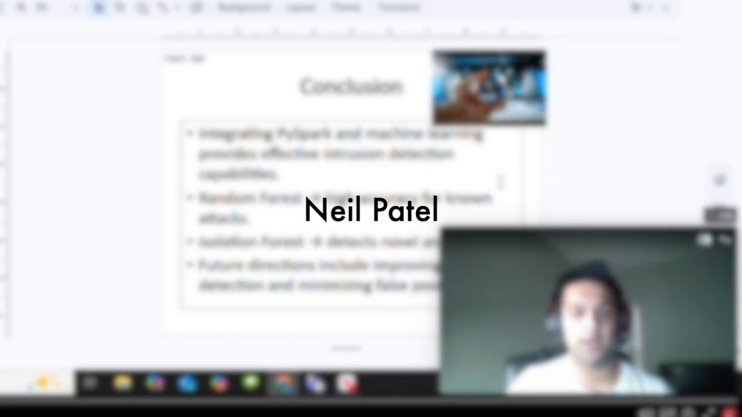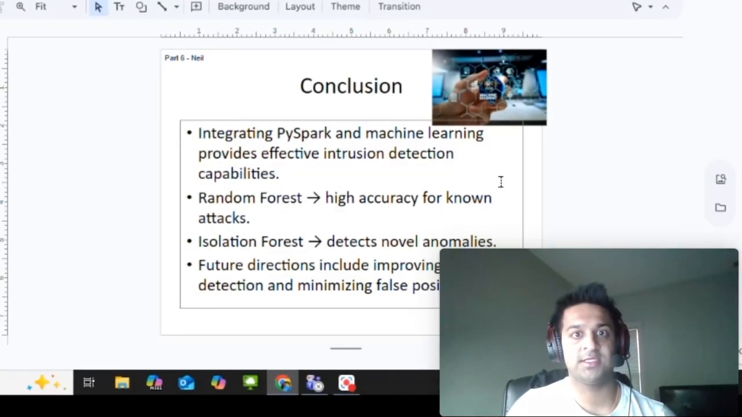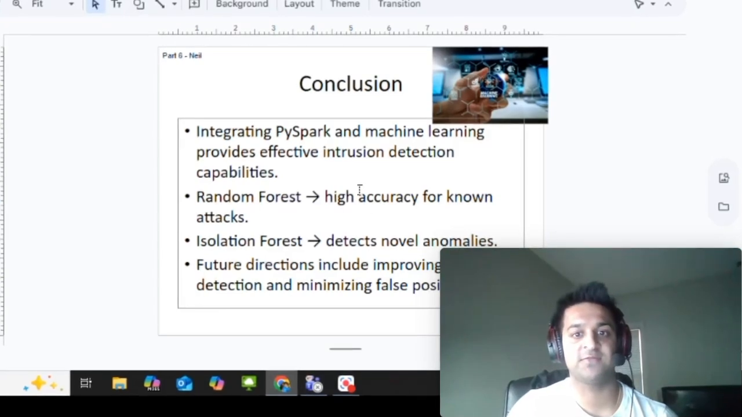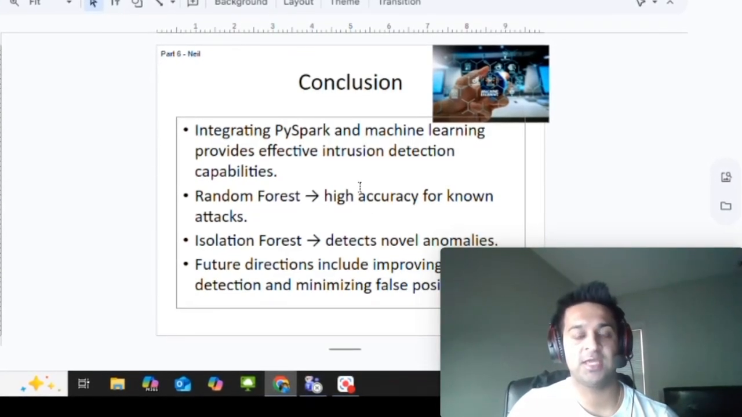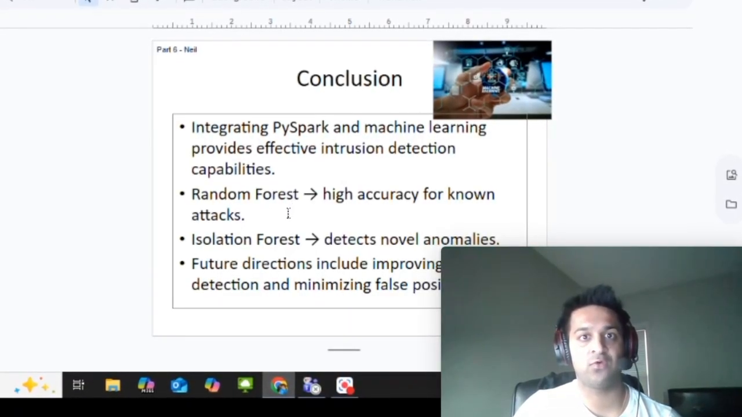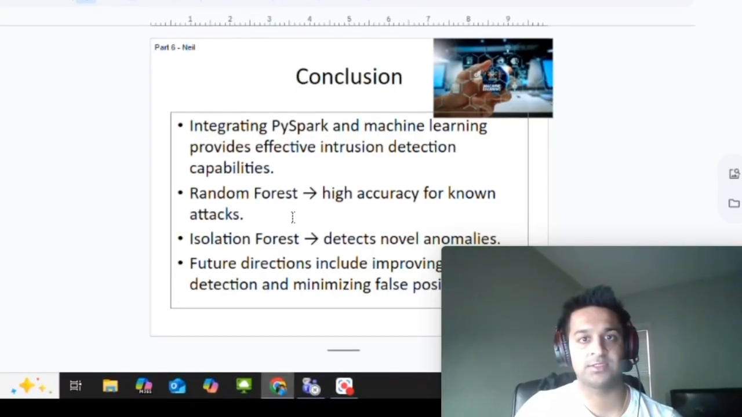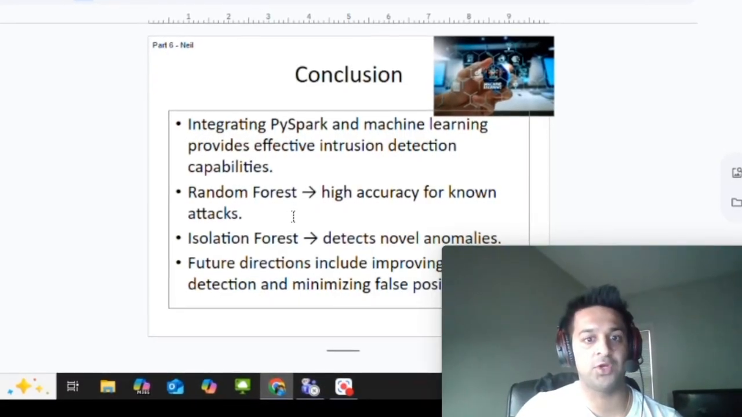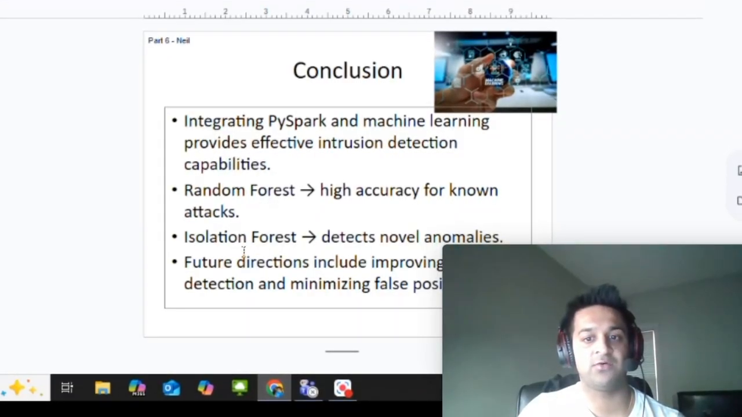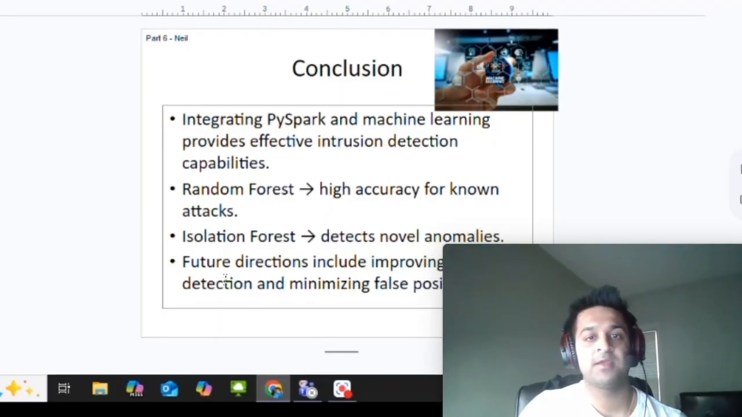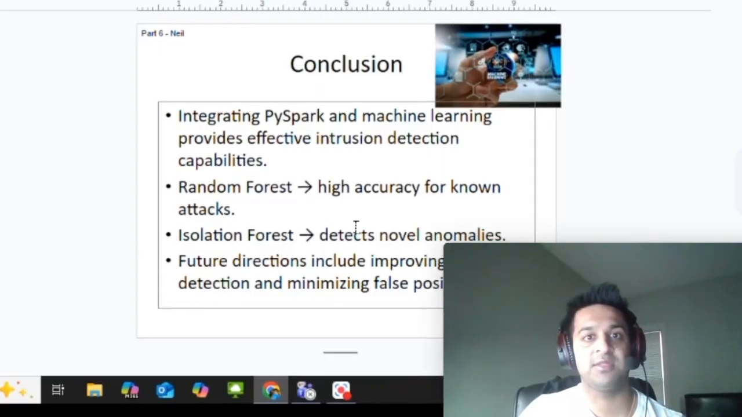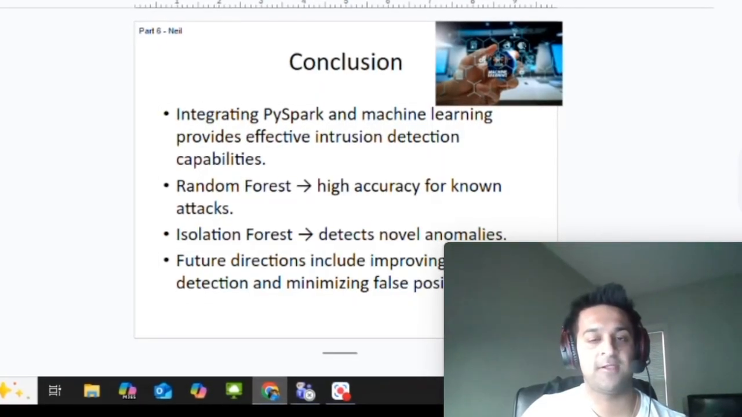In conclusion, what we learned throughout our project is that integrating PySpark and machine learning provides effective intrusion detection capabilities. We used random forest and isolation forest. Random forest led to high accuracy for known attacks, and isolation forest detected novel anomalies. Future directions include improving real-time detection and minimizing false positives.